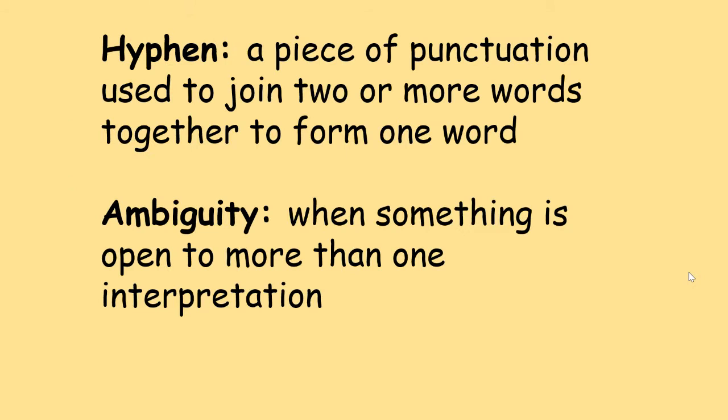So we should have written down that a hyphen is a piece of punctuation used to join two or more words together to form one word. So yesterday we started to explore compound adjectives. We also spoke a little bit about using a hyphen for prefixes and for compound nouns and numbers. Ambiguity is when something is open to more than one interpretation. So this means that it might have more than one meaning.